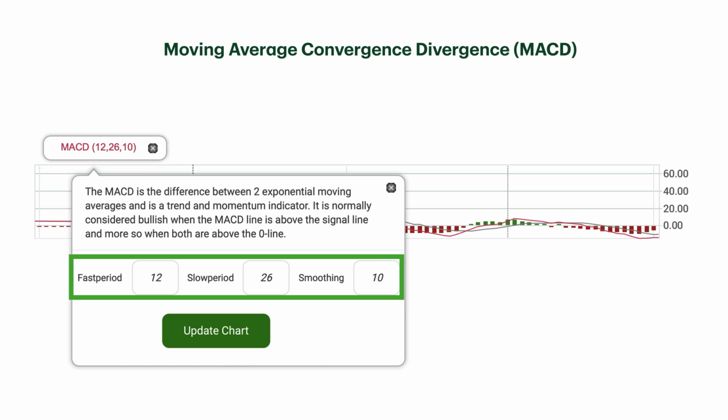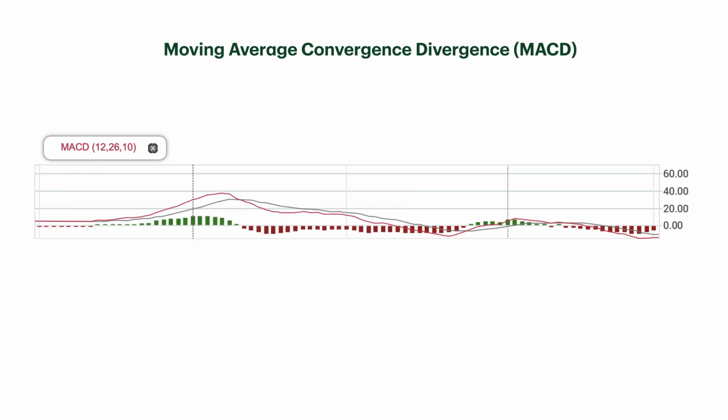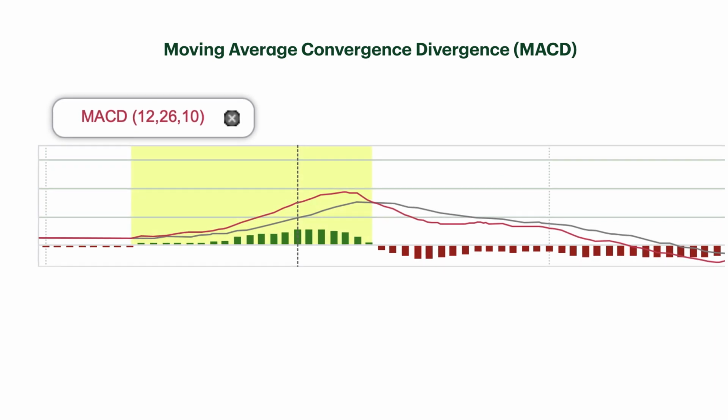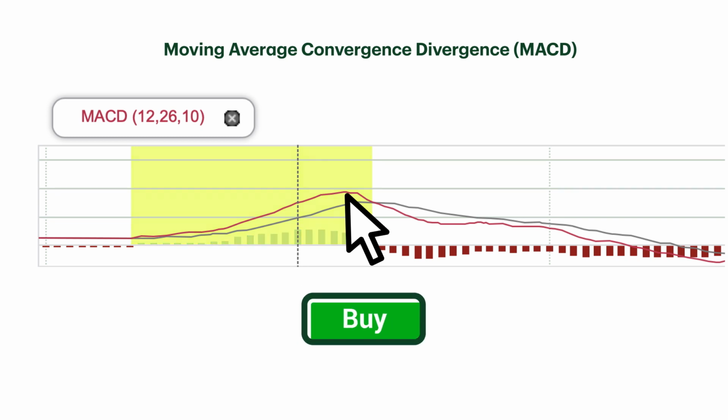the indicator chart. When the MACD line crosses over the signal line, it means that the uptrend is gaining momentum, giving traders a buy signal.